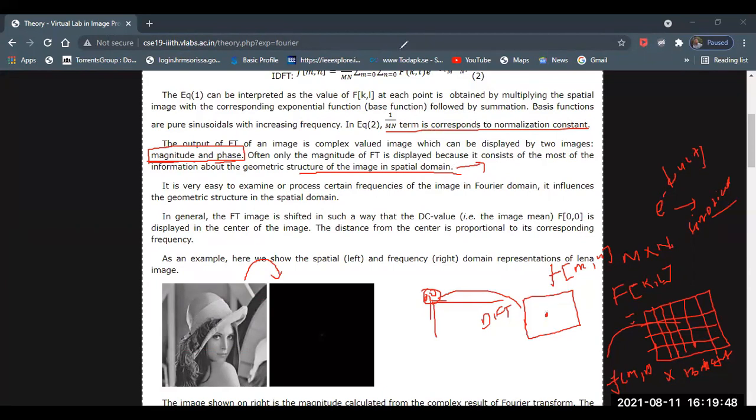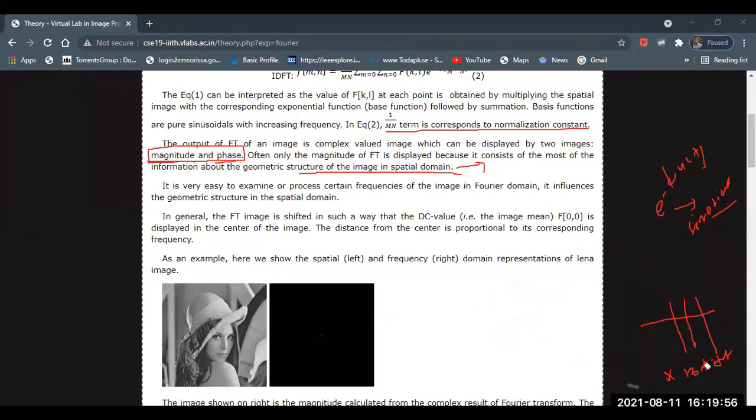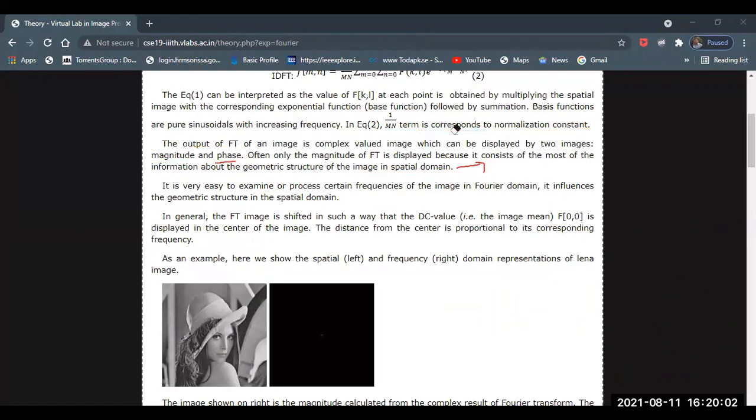Here is an example, so let us understand it with an example, so that it is further clear. This is a very popular picture for image processing. The name of the image is Lena's image. Most of the time we use this image for image processing.